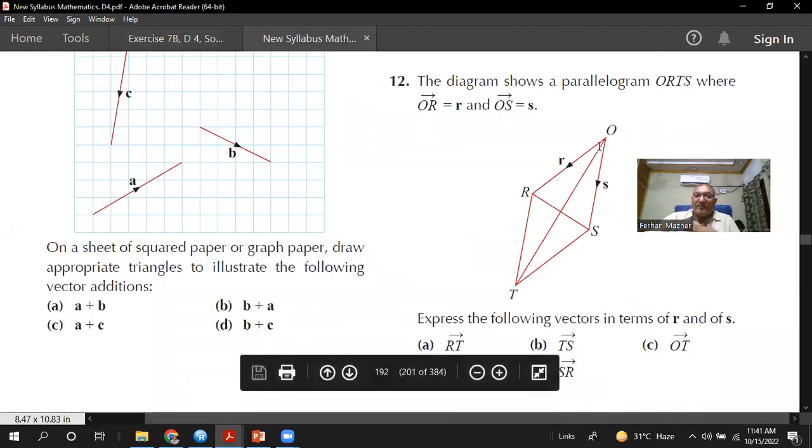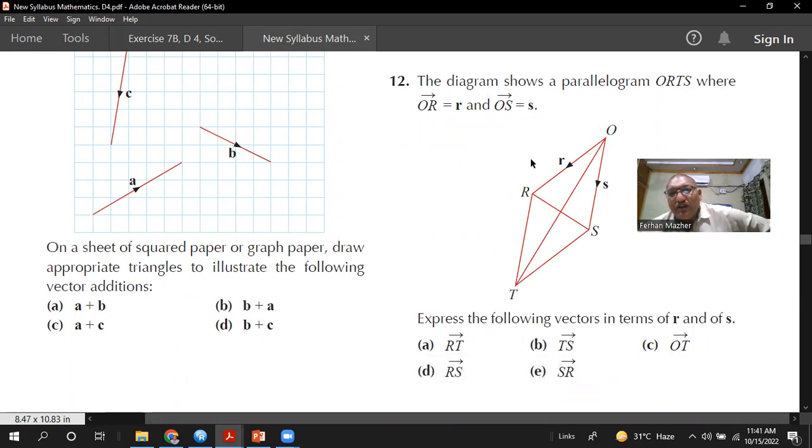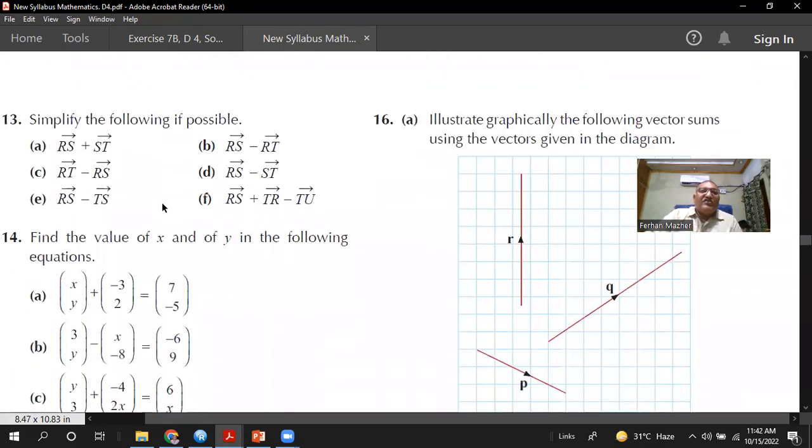Another thing is that in your mathematics, you might have studied that if these are two vectors, they are the adjacent sides of a parallelogram. If you join O, the point where the tails of the vectors are joined, with the opposite corner T, this diagonal OT is equal to R plus S. This is called the parallelogram law. So OT directly, according to the parallelogram law, is also equal to R plus S. Okay, so we are going to the next question.